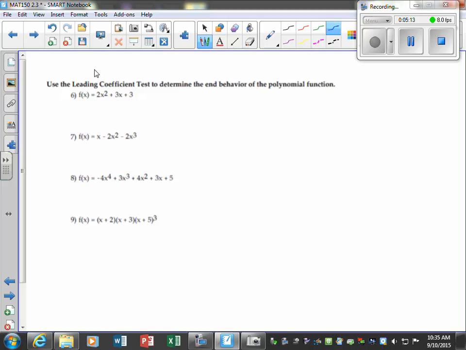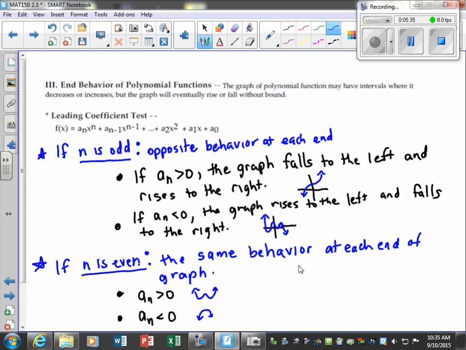Alright, use the leading coefficient test to determine the end behavior. The first thing we want to do is find our leading term and look at the exponent of our leading term, which is going to be a 2. Is that odd or even? It's even. Therefore, we know it's going to have the same behavior: either the arrows are both going to finish up or both going to finish down on the ends.